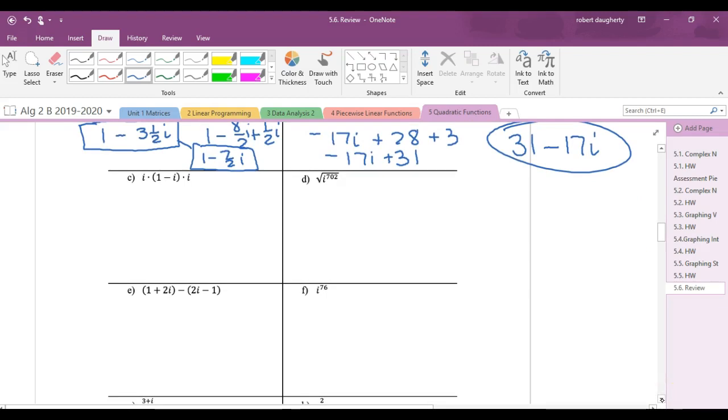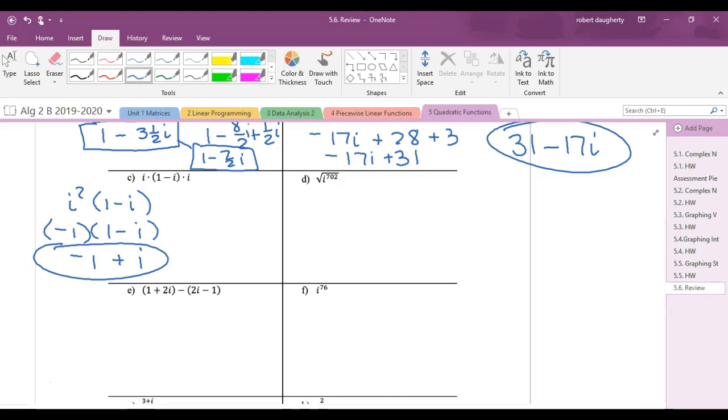Multiplying these together, this looks like i squared times 1 minus i. What is i squared? That's negative 1. So negative 1 times 1 minus i. So negative 1 times 1 is negative 1. Negative 1 times negative i is just plus i. So this answer is negative 1 plus i.